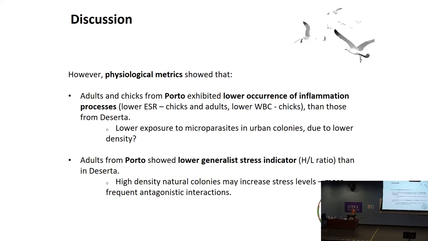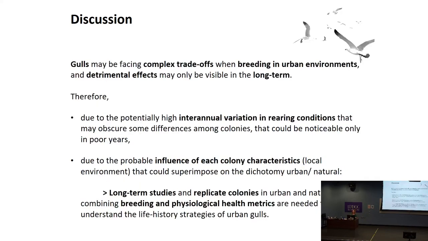However, physiological metrics show that adults and chicks from Porto may be less exposed to disease and infection, maybe due to lower density in Porto, and adults from Porto showed lower levels of stress, probably because in high-density colonies such as Deserta, more frequent antagonistic interactions might lead to social stress and higher HL. So gulls may be facing complex trade-offs when breeding in urban environments, and detrimental effects may be only noticeable in the long term. This is because there is high intra-annual variation in rearing conditions and also because of the local environment characteristics of each colony that could superimpose on the dichotomy urban-natural.